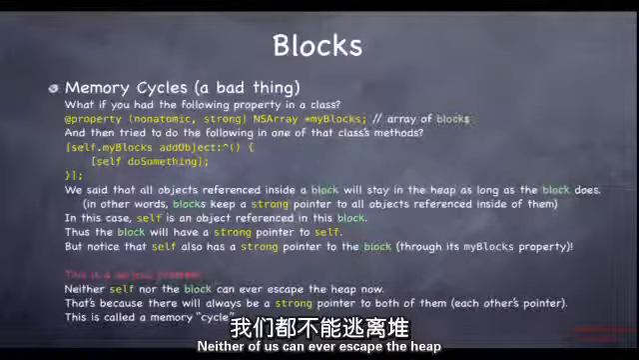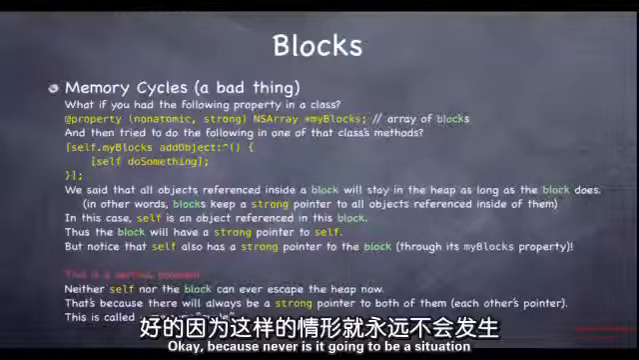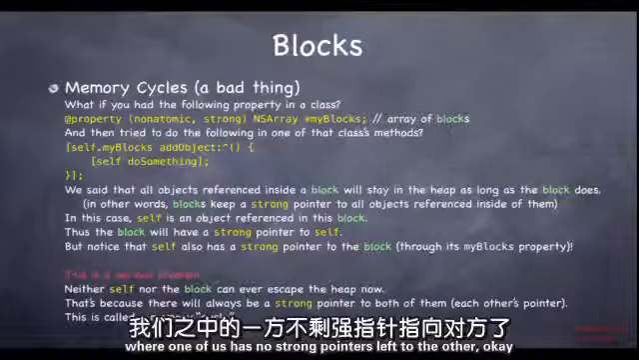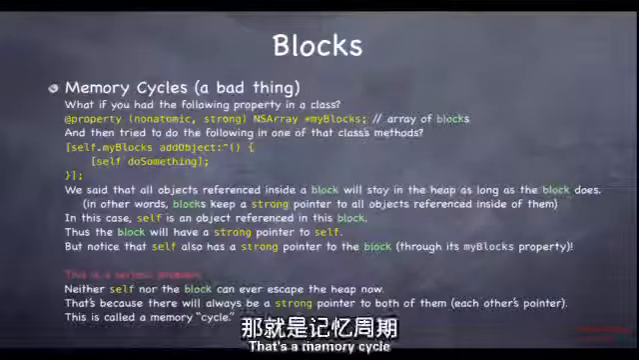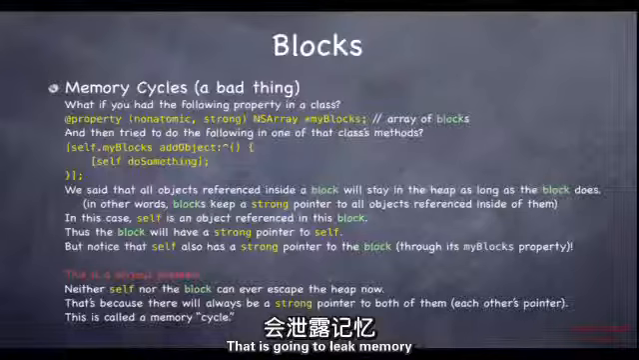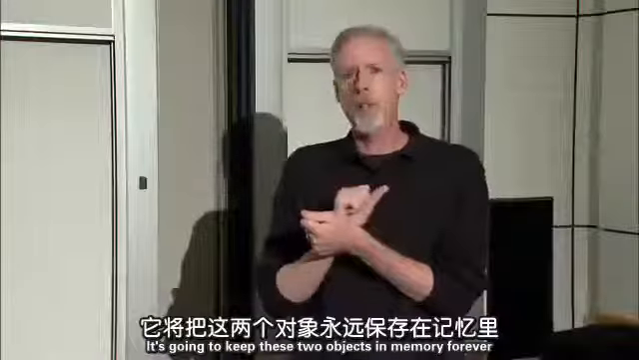Neither of us can ever escape the heap. Because never is it going to be a situation where one of us has no strong pointers left to the other. Okay? So that's bad. That's a memory cycle. That's going to leak memory. It's going to keep these two objects in memory forever.